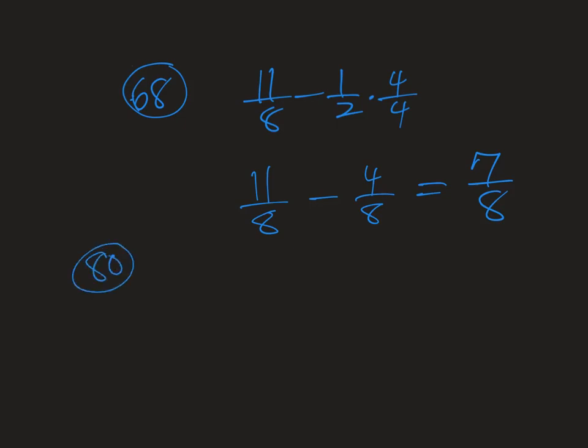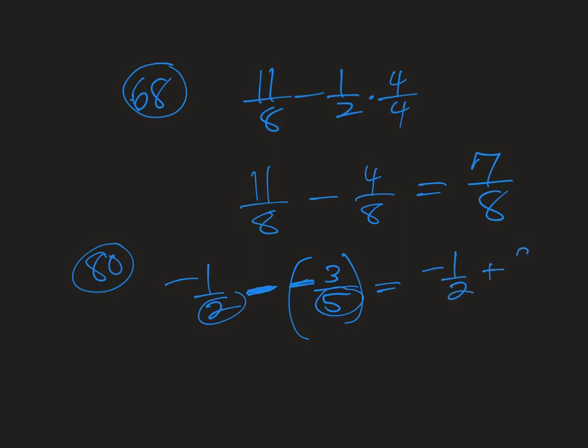Number 80, you have negative 1 over 2 minus negative 3 over 5. So in this case, you have to deal with several issues. The first is you have to get your signs in order, and then you also have to get your denominators in order. So let's get our signs in order. It becomes negative 1 over 2 plus 3 over 5.